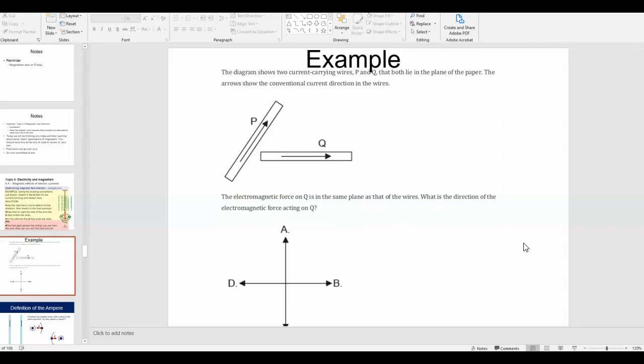Again, anytime you're talking about the electromagnetic, the electric part doesn't matter. Anytime you're talking about magnetic force, you have to use at least right-hand rule number 1. So that is my hint. See if you can answer this question.